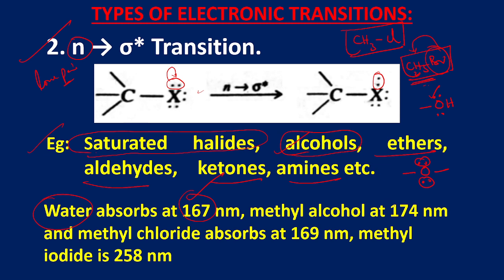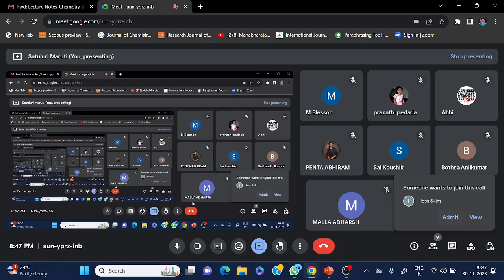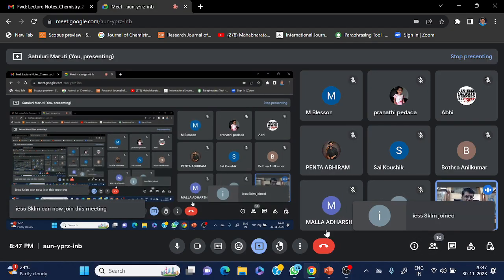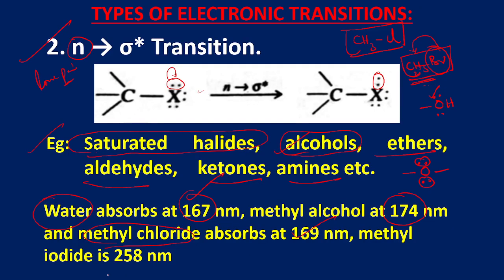For methyl alcohol, the wavelength is again much more, 174 nanometers. For methyl chloride, it is 169. But for methyl hydride, it is 258. So the wavelength has increased, which means the energy has been reduced, due to the formula E equals hc by lambda. Once you increase the wavelength, the energy is reduced.